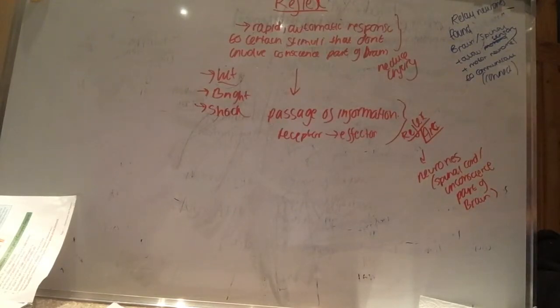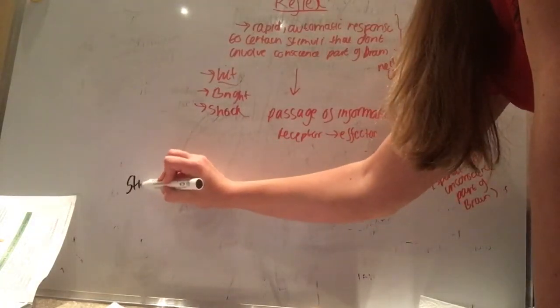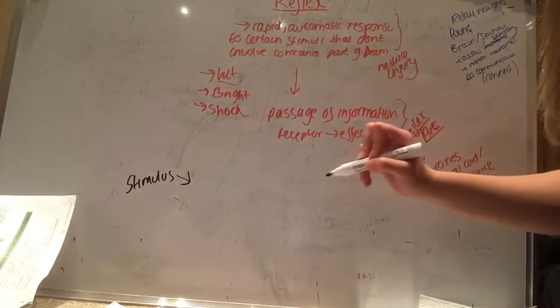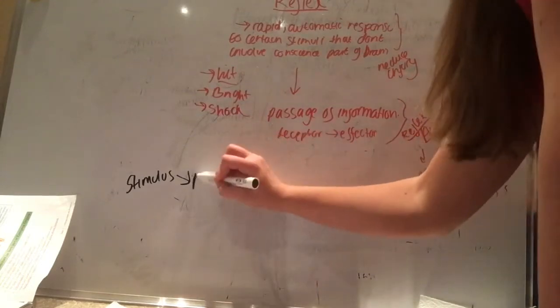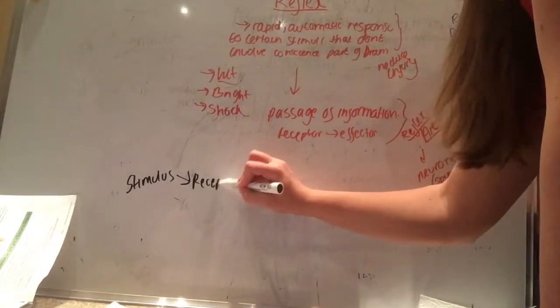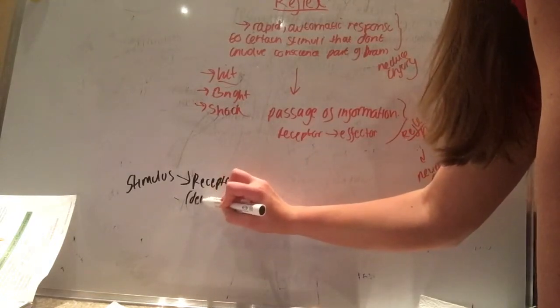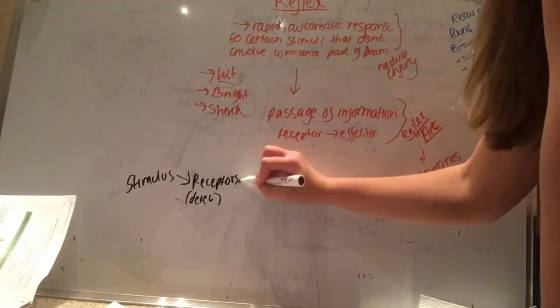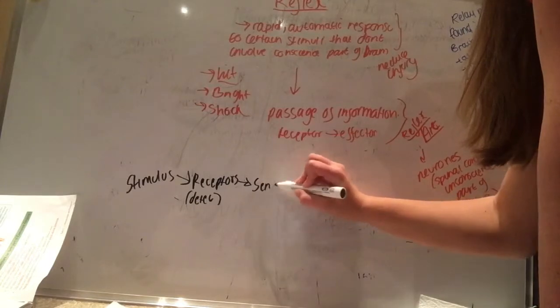So, for example, a stimulus. Let's go for our little flow chart. It's very easy to comprehend this way. You have your stimulus, okay? For example, a bee sting. It is detected by the receptors. Receptors detect stimuli. And then impulses are sent along the sensory neuron.